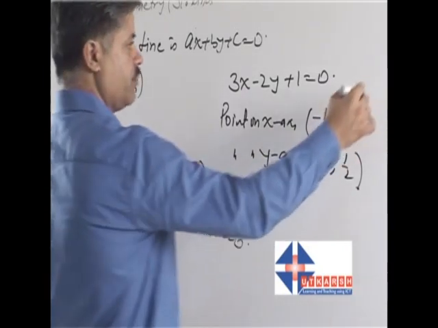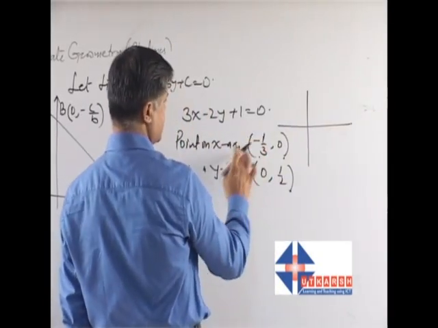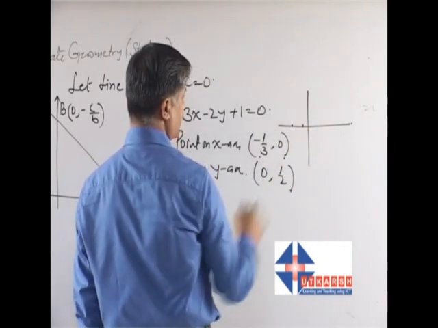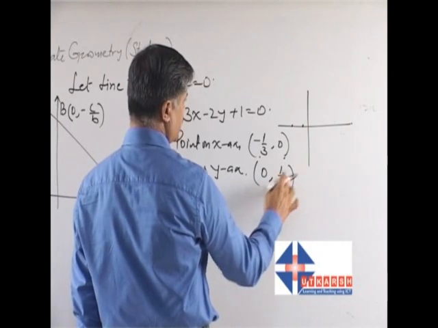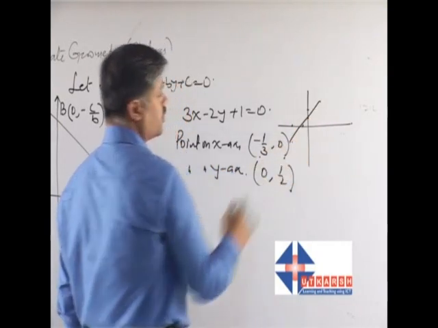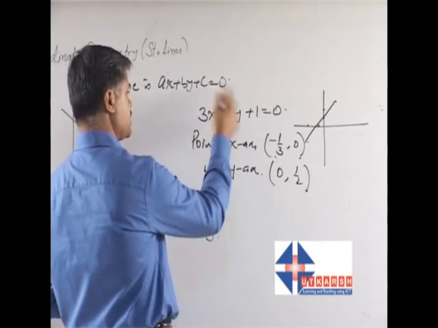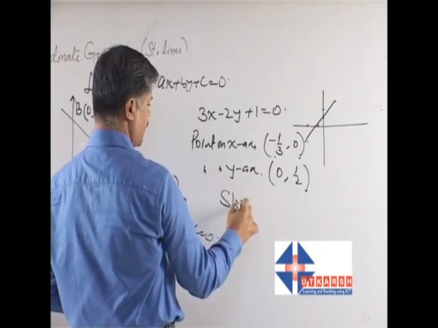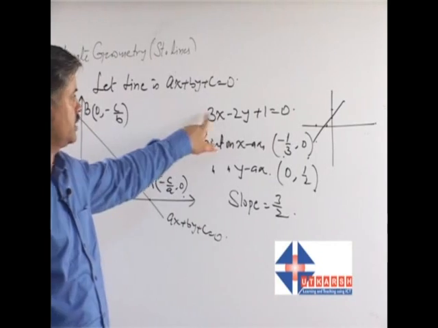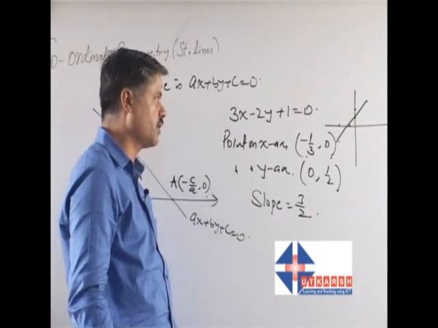So if someone asks me to sketch the line, I will do it like this. This is the x-axis, minus 1 by 3. Say this is 1, so minus 1 by 3 will be here, and 1 by 2 will be here. So this will be the line. Okay, you can sketch the line easily. Slope you can say straightaway. Slope is equal to 3 by 2, minus coefficient of this upon this, that will give you the slope. This is how you can find out these things from here.